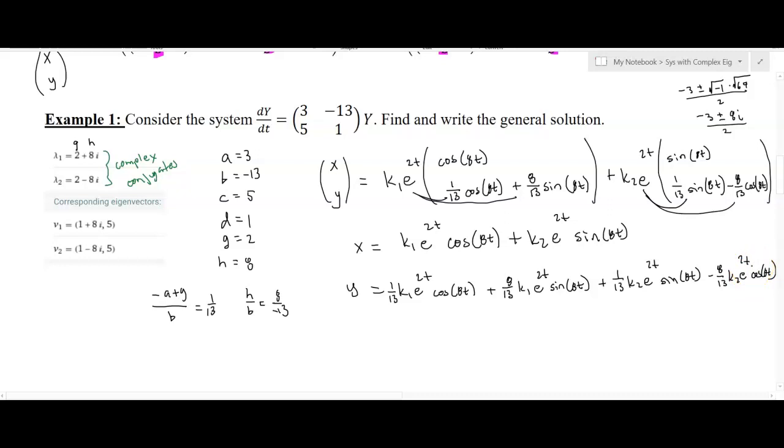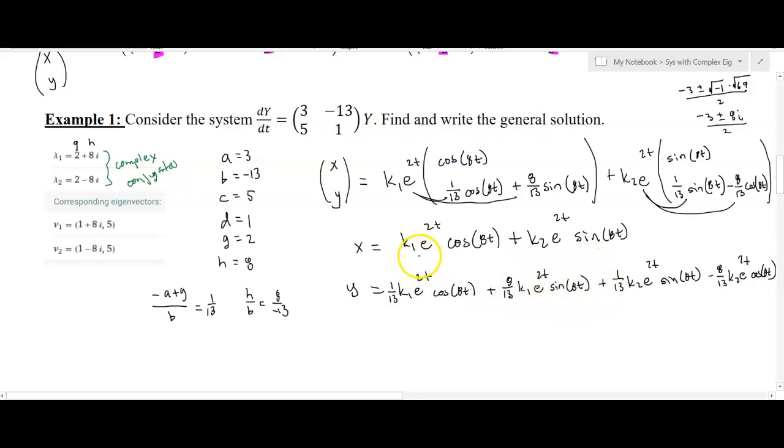Now, to find initial conditions for k1 and k2, this can get a little cumbersome because we would need initial conditions for both x and y. And so once we substitute in our t equals 0, we're going to get a pretty, I shouldn't say ugly looking system, because of the sine of 8 times 0, those will go away. So we'll get a system of equations here if we get an initial condition. And a lot of these terms will reduce when you plug in t equals 0. So you'll be able to solve for k1 and k2 pretty quickly.